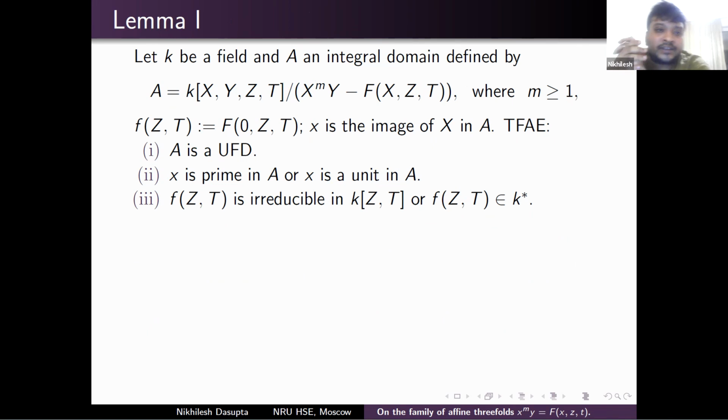So let K be a field. A is an integral domain defined by this. This lemma is not difficult. The following are equivalent. This is just commutative algebra: A is a UFD; the element X is a prime in A or a unit in A; and f(Z,T) is irreducible in K[Z,T] or f(Z,T) is in K star.